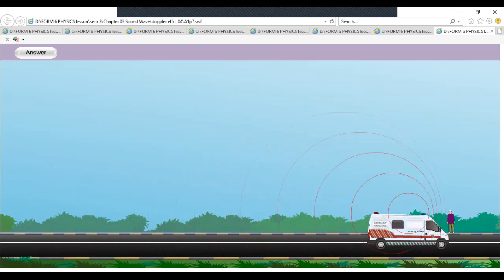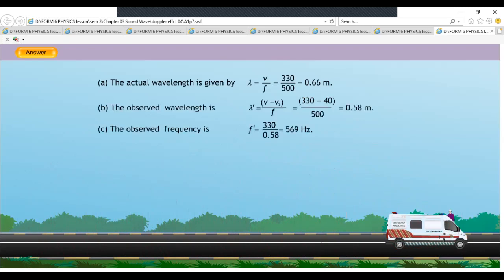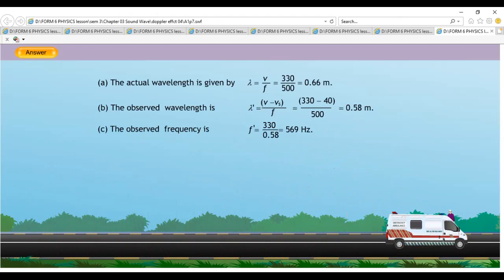When an ambulance approaches the observer, let's say the actual wavelength is given by lambda equal to V over F. Let's say V is 330 ms-1 for the original sound wave. The frequency of the sound is 500 Hertz, which gives a wavelength of 0.66 meter. That is the original wavelength for the sound wave where the ambulance is not moving.